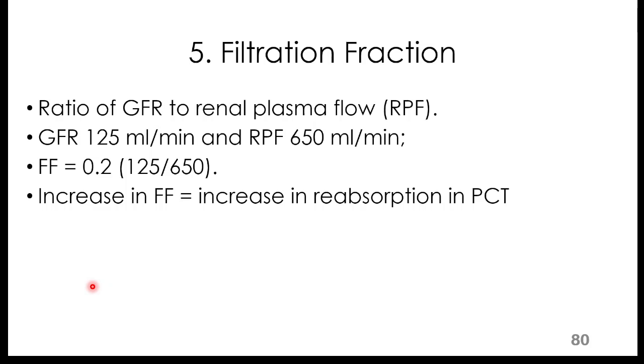Remember, at some point we said that the renal blood flow was between 600 to 1,200 mils per minute. So at rest it might be something around 650 thereabouts mils per minute. So if you divide this, 125 divided by 650, you get a filtration fraction of 0.2. And the higher the filtration fraction, the higher there will be reabsorption in the proximal convoluted tubules.